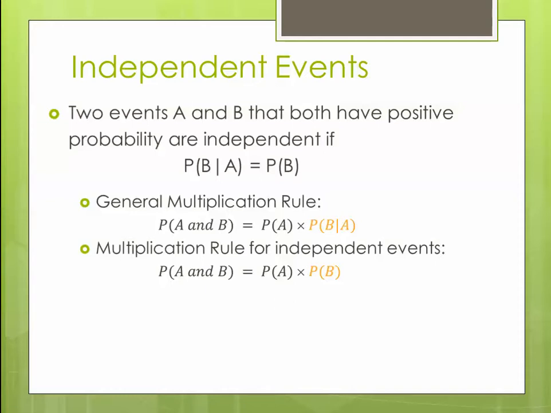And if you look here at the general multiplication rule that we've just learned, and the multiplication rule that we talked about for independent events in the previous module, you'll see that the only difference is the probability of B given A and the probability of B. So that's how we get this notion that events are independent if the conditional probability of B given A is the same as the probability of B.